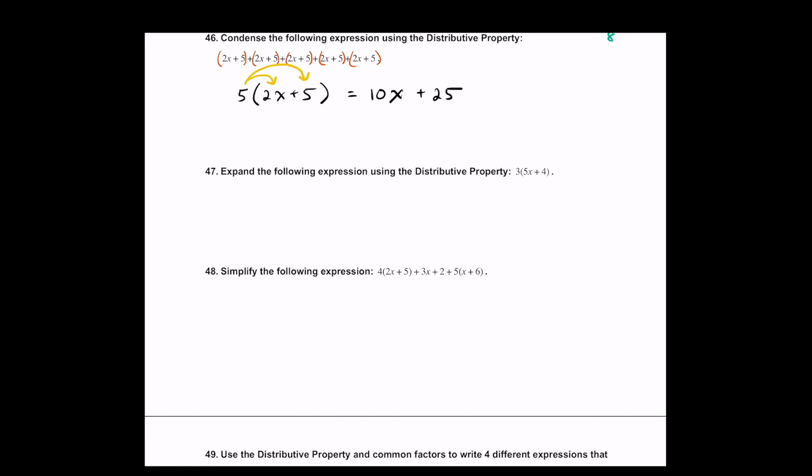Okay. For 47, what if we go backwards here for this expression? So we have 3 times the quantity of 5x plus 4. So again, what does this mean? It means technically there is this 5x plus 4 plus another 5x plus 4 plus another 5x plus 4. Again, multiplication is just a shortcut for addition, so addition is just an expanded version of multiplication.